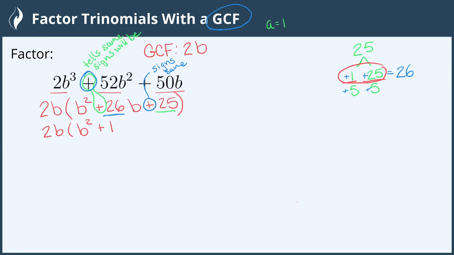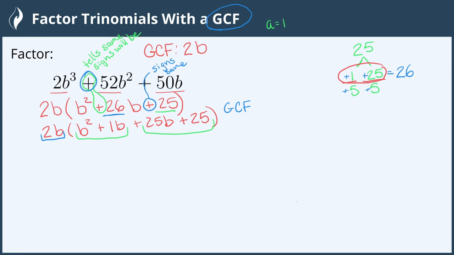So I'm going to go in the order that we were given, plus 1b, plus 25b. You don't have to go in that order if you don't want to. And then we'll finish with our last term of 25. This 2b has already been factored, so we don't need to factor it again, and it's just going to stay on the outside. So we're just going to factor this middle part by grouping the first two and the second two terms, and we're going to look for the greatest common factor of each of those terms.